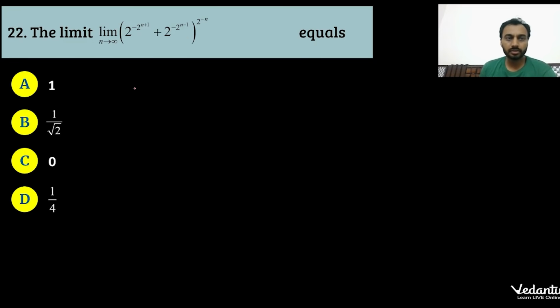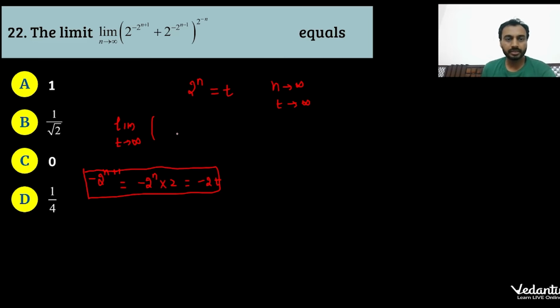Question number 22 is a limit based question. The common thing here is 2 raised to power n. So if we assume 2 raised to power n is equal to t, then as n approaches infinity, t approaches infinity, right? So what we have now is limit t approaches infinity. In the bracket you will get, as we have minus 2 raised to power n plus 1, that will become minus 2 into 2 to the n, that is minus 2t, right?